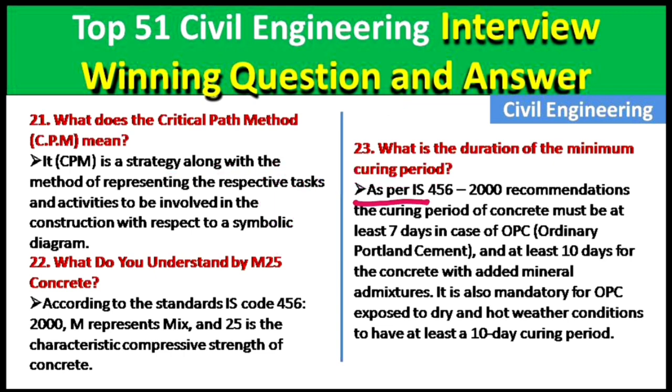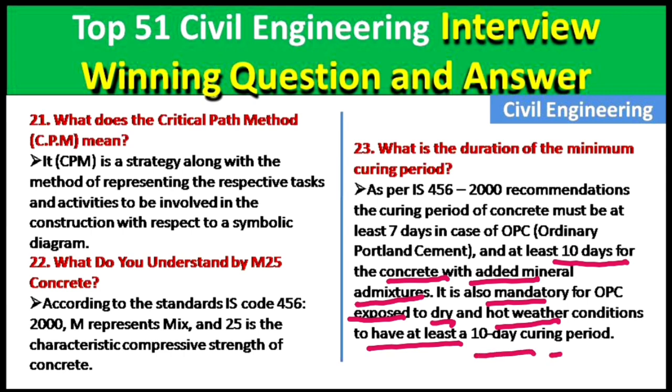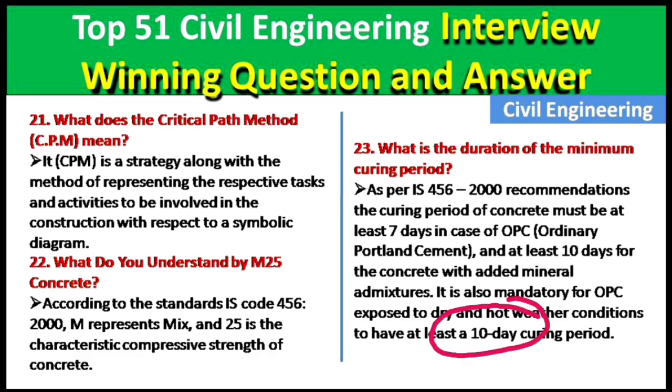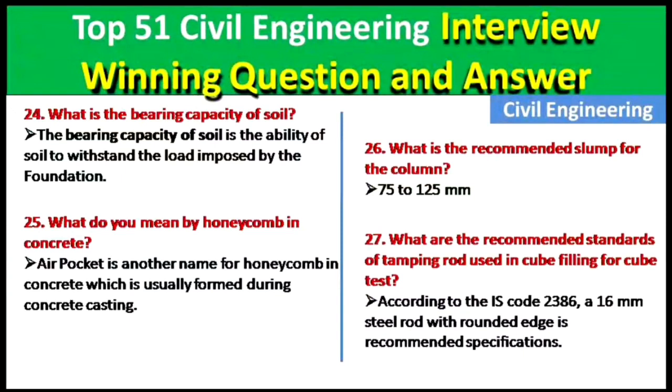Okay, so as per IS 456/2000 recommendation, the curing period of concrete must be at least 7 days in case of OPC, ordinary Portland cement, and at least 10 days for concrete with added mineral admixture. It is also mandatory for OPC exposed to dry and hot weather conditions to have at least 10 days curing period. Okay, so in short we can say we have to provide a minimum of 10 days of curing period for all the structures.